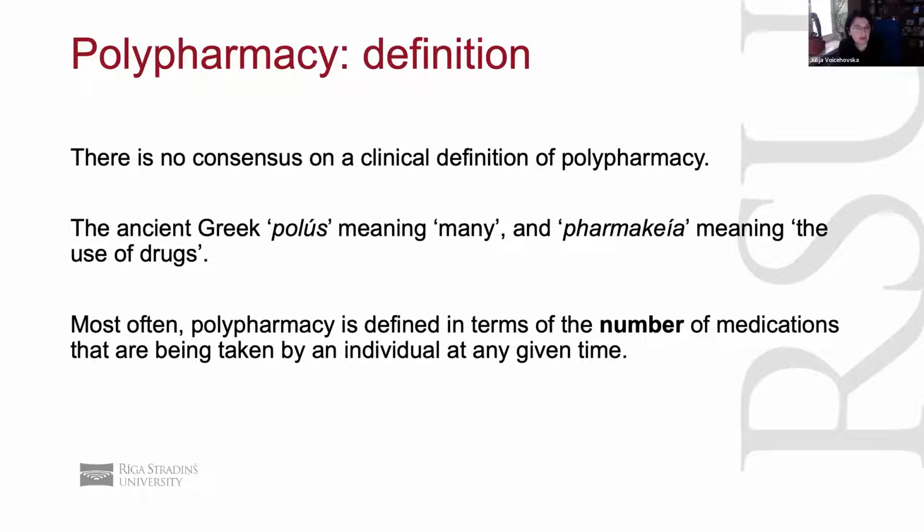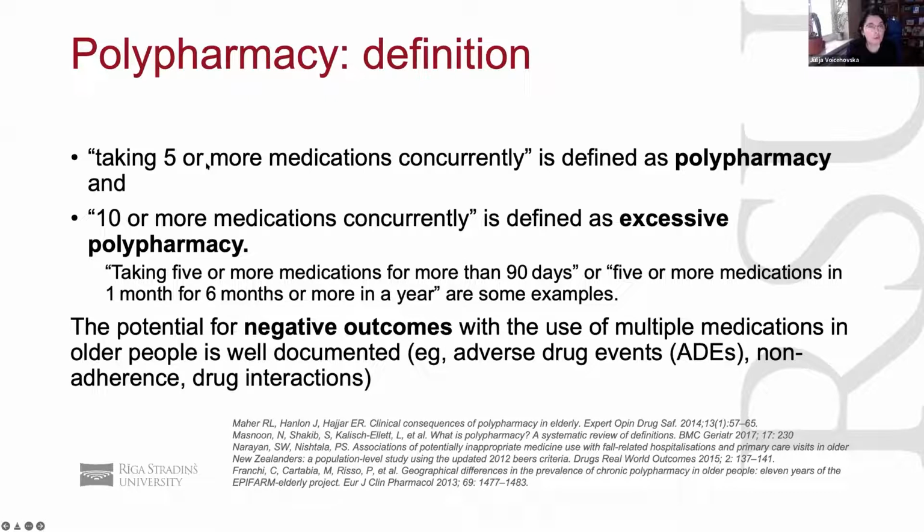The term itself derives from ancient Greek polos, meaning many, and pharmakeia, meaning the use of drugs. And most often polypharmacy is defined in terms of the number of medications. Indeed, taking 5 or more medications concurrently is defined as polypharmacy, but 10 and more is defined as excessive polypharmacy. So in some references, they emphasize also time slot, duration, for example, for more than 90 days, or in 1 month for 6 months or more in a year. So the potential for negative outcomes with the use of multiple medications in older people is well documented. And these are, first of all, adverse drug events, non-adherence, drug interactions.